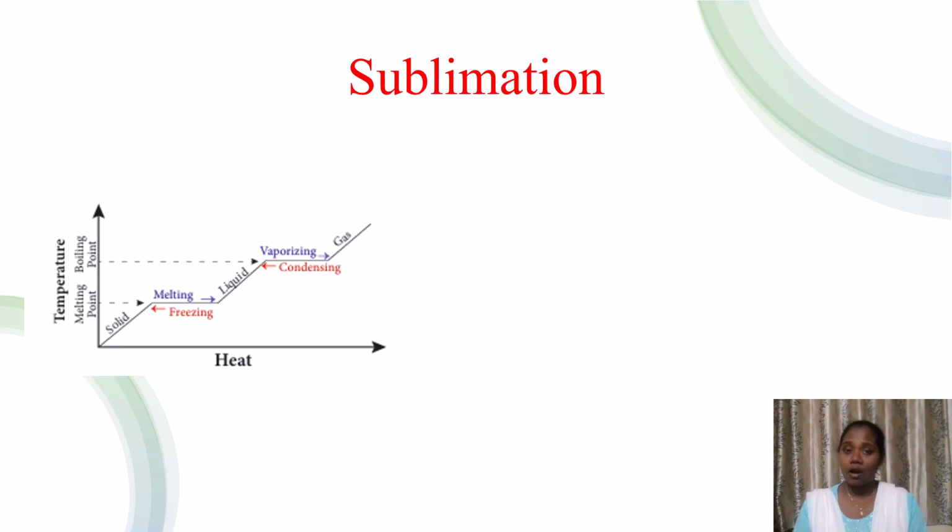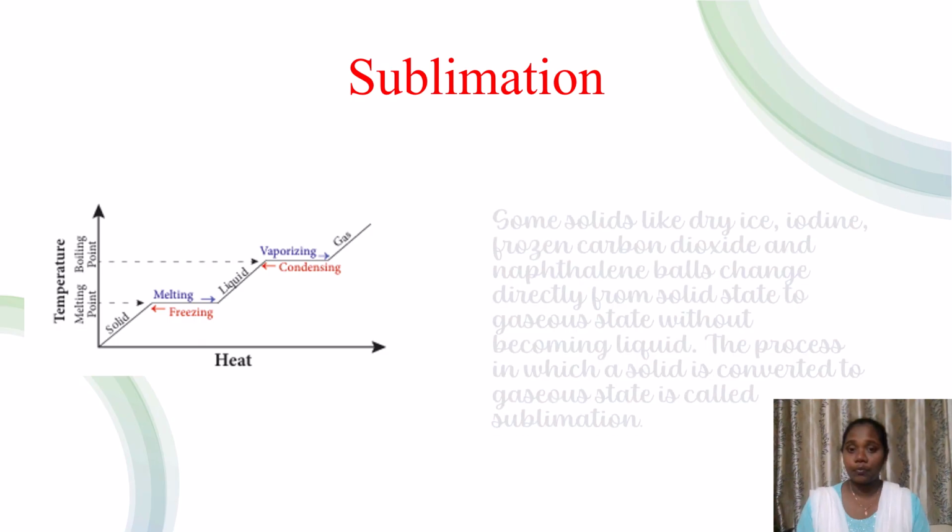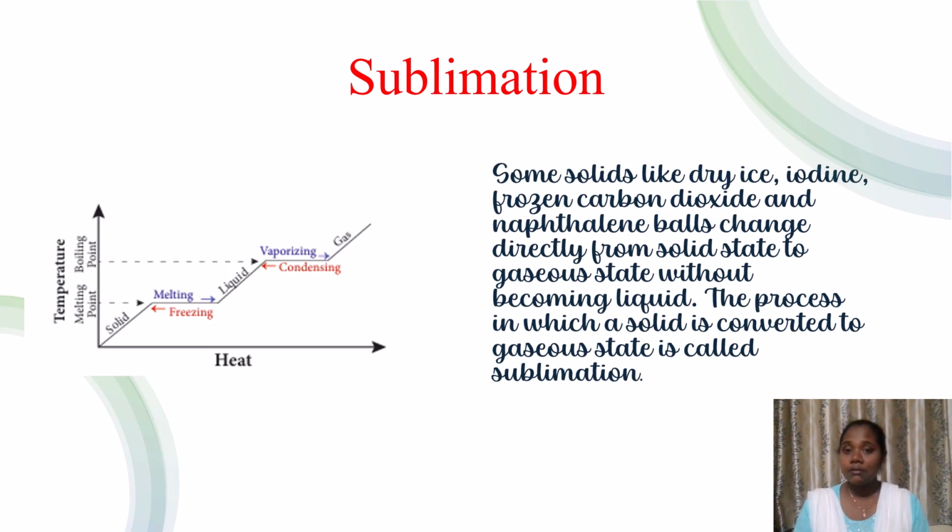Now let's see what sublimation is. Some solids like dry ice, iodine, frozen carbon dioxide, and naphthalene balls change directly from the solid state to the gaseous state without becoming liquid. This process, in which a solid is converted to a gaseous state, is called sublimation.